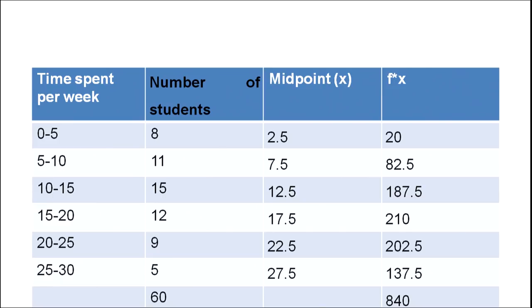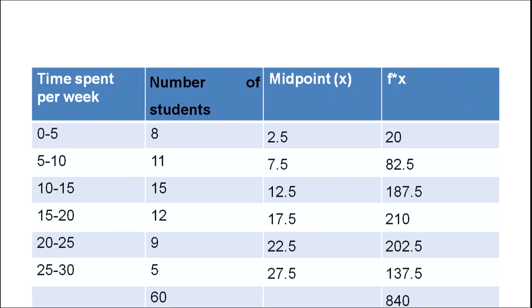Now, while calculating, we need to convert the data into a tabular form. The first column, time spent per week. Second column, number of students. Third column, midpoint, which is represented by the letter X. And that midpoint is the midpoint of the class interval. And the final column, we need to find the product of frequency and the midpoint.